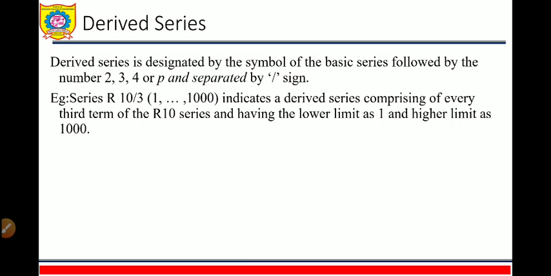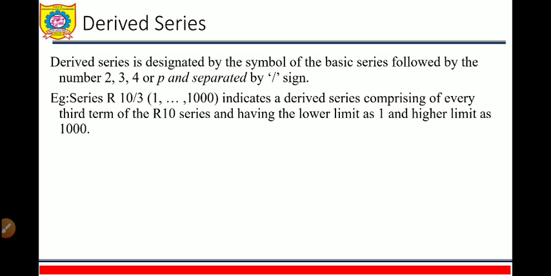Hope you understood. Second is derived series. Derived series are basically derived from the basic series itself. A derived series is designated by the symbol of the basic series followed by a number such as 2, 3, 4, or p, and separated by a backslash sign. So a divide sign is there.